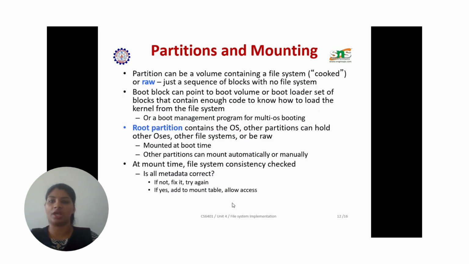Then we learn about partitions and mounting. Partitions can be a volume containing a file system, or raw, just a sequence of blocks with no file system. The boot block can point to a boot volume or boot loader, a set of blocks that contains enough code to know how to load the kernel from the file system, or a boot management program for multi-OS booting. The root partition contains the OS. Other partitions can hold other OSs, other file systems, or be raw.